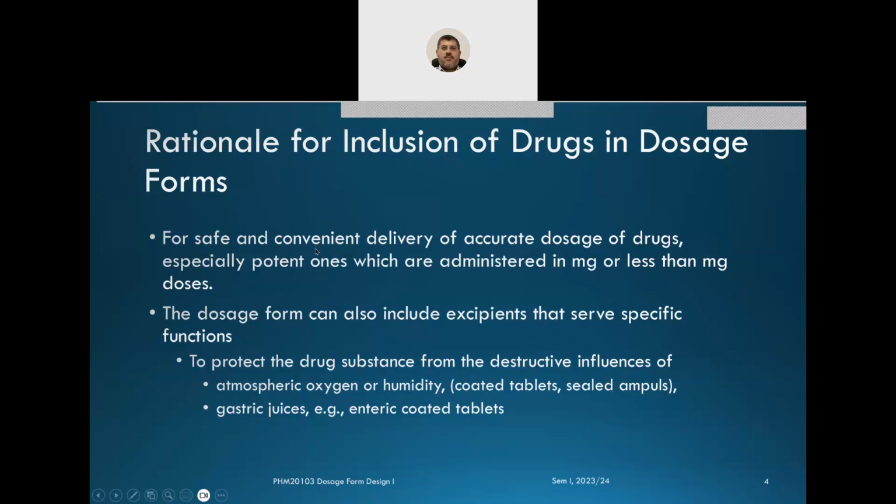Or, for example, rectal delivery. It's very easy for the patient to take one tablet and swallow it, but 3 milligrams or even half a gram of powder, I don't know how the patient will swallow that. And you can add difficulties in taste and other issues. So by designing a suitable dosage form, we have safe and convenient delivery of an accurate dosage of drugs.